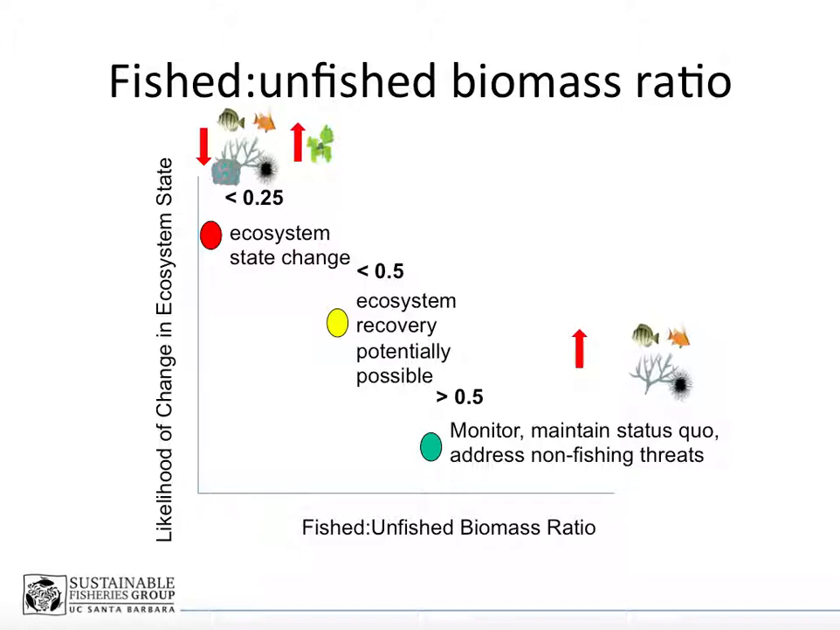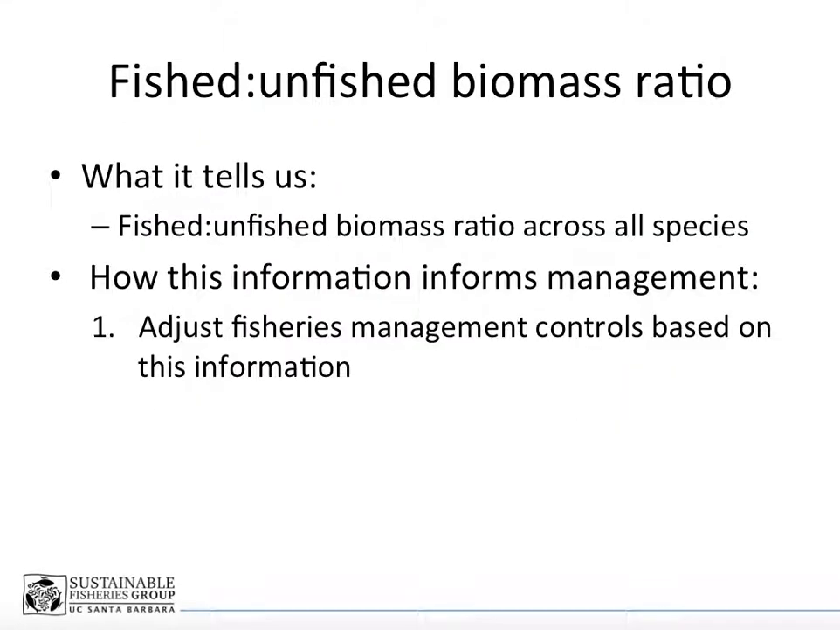If this number goes below 0.25, it shows that an ecosystem state change is happening. This means that likely corals are going to go down and algae is going to go up, and the ecosystem is really going to fundamentally shift. And so knowing this number is a very good indicator of general ecosystem health. So this tells us the fish to unfished biomass ratio across all species and allows us to adjust management controls accordingly. So if this number is high, it might mean that things are pretty good and we don't need to do anything. If this number is low, we might need to take action.